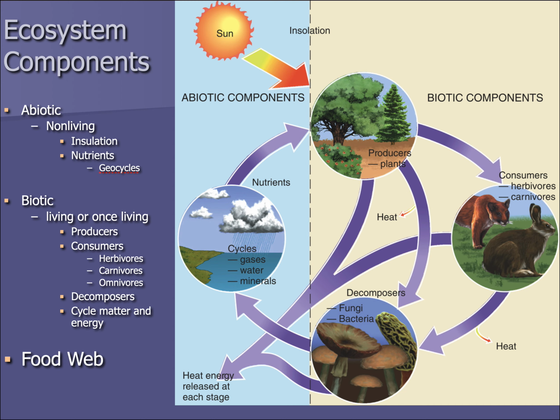Within the consumers element of the cycle, there are three of those. There are herbivores, or consider them the vegetarians. There are carnivores, the meatitarians, if you like that term. Those are predators, essentially. And then omnivores, those entities which are opportunists, and they eat both flesh and plant matter.